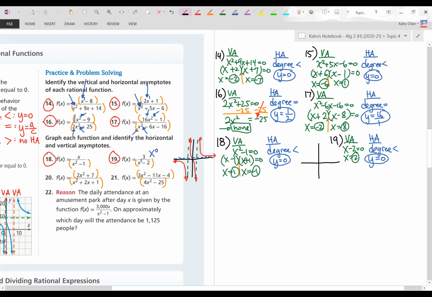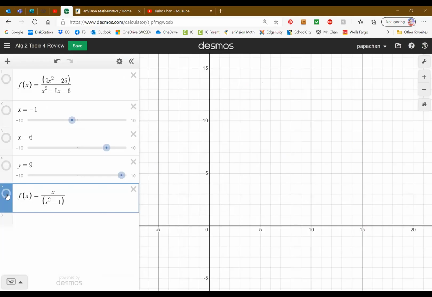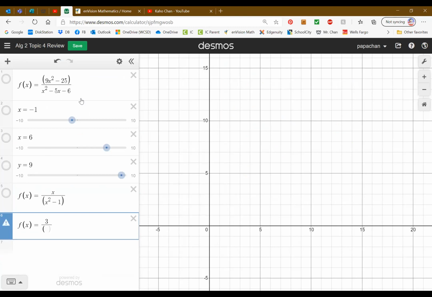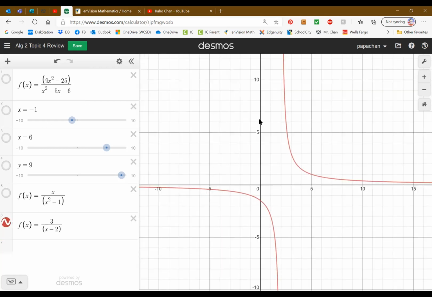So let's draw those in. X equals 2, and my horizontal is y equals 0. And I'm going to use Desmos, or you can use your graphing calculator if you like to see what this looks like. Here we go. Turn that off. Put in a new function, f of x equals, don't you love technology, 3 divided by, make sure you use parentheses for the denominator, x minus 2. Oh, there we go. Very cool. So it looks almost like the parent graph, right?